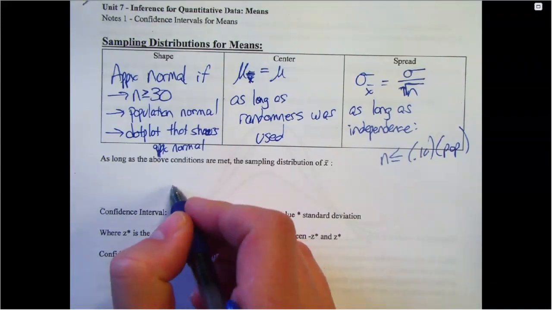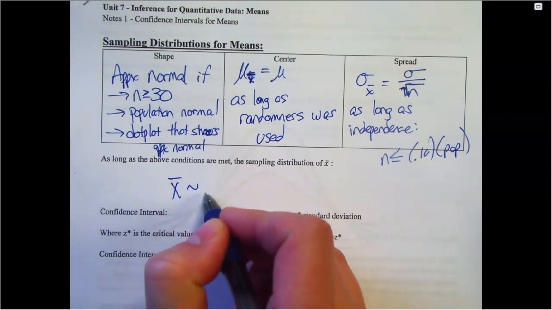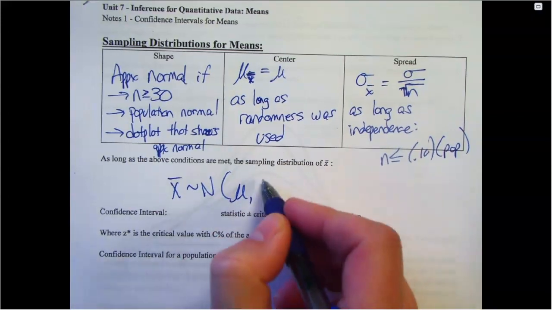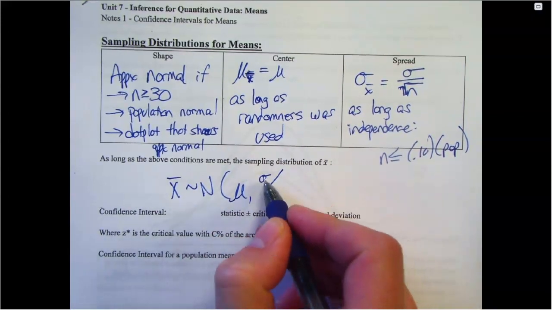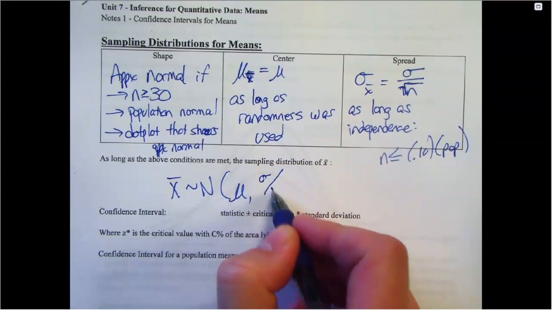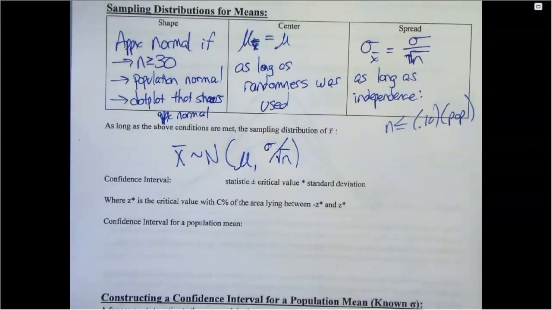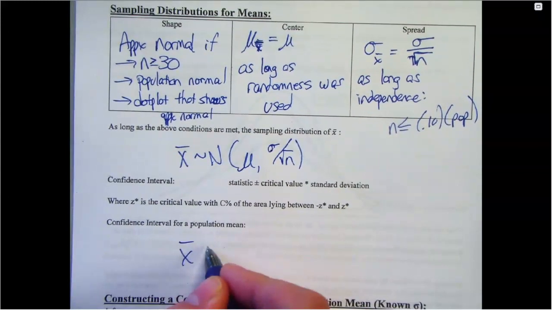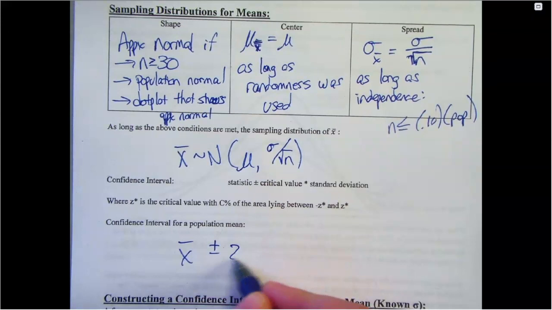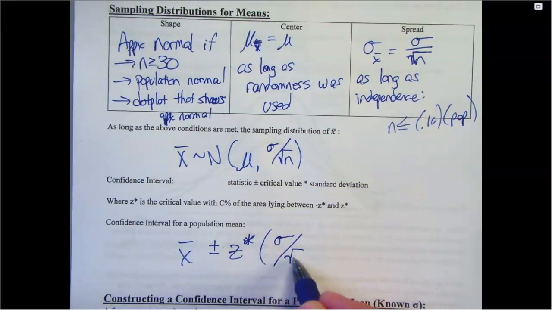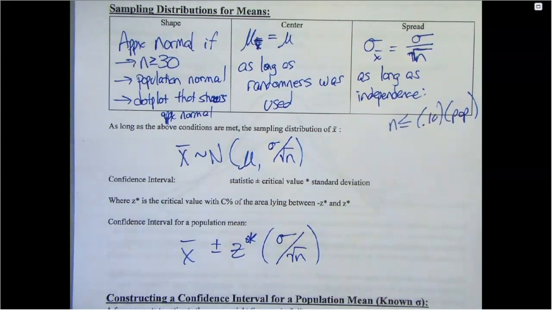If all that is true, then we can say the distribution of x bar is approximately normal with a mean of mu and a standard deviation of population standard deviation divided by the square root of n. So our confidence interval becomes x bar plus or minus z star. That's our critical value, right? Times standard deviation, which is this one.